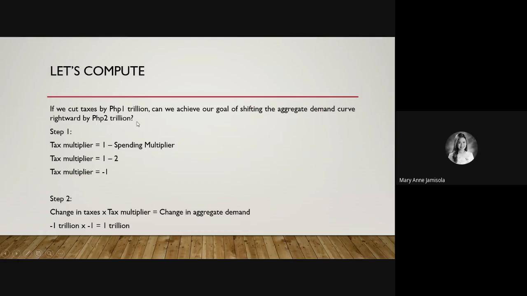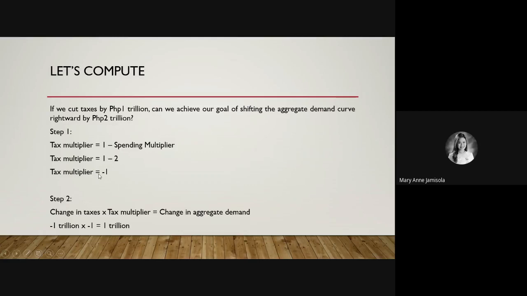Okay, so first, let's compute our tax multiplier, okay? We were not given the tax multiplier. So in the previous slide, we learned that to compute the tax multiplier, simply deduct the spending multiplier from 1. So as given earlier, I hope you can still recall that the spending multiplier is 2. So the tax multiplier is 1 minus 2, therefore that's negative 1.